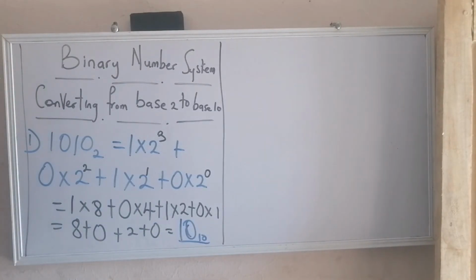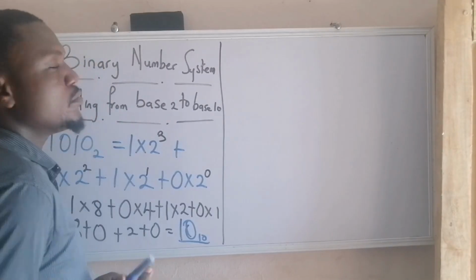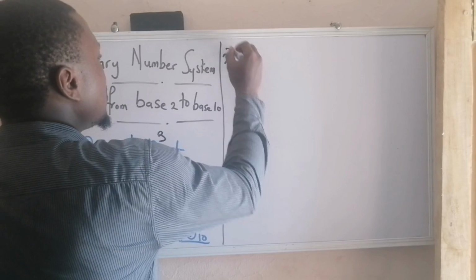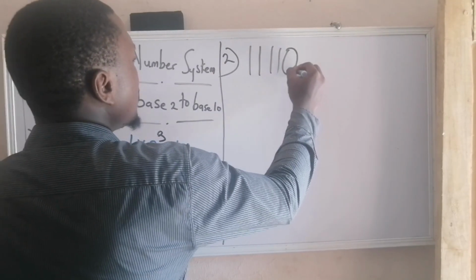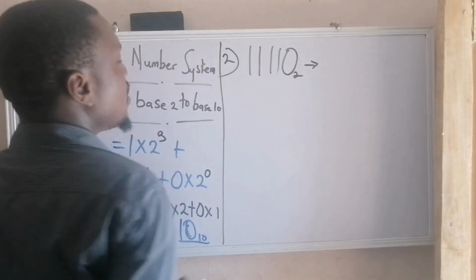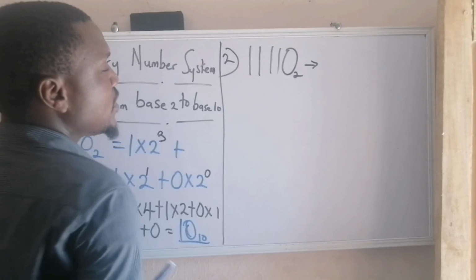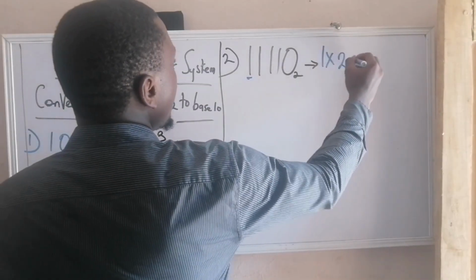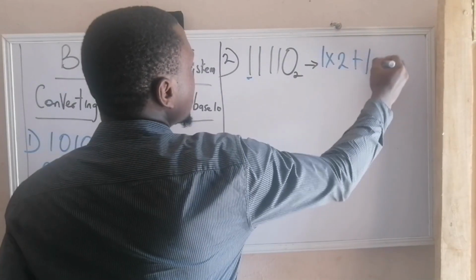Let's solve another example so that you can have a rough understanding of how to convert from base 2 to base 10. Let's assume you have something like this: 1 1 1 1 0 base 2. So let's solve it. The first step, use the digit to multiply the base. The first digit here is 1, so I'm going to do 1 times 2. Once you have done that, go to the next one. The next digit is also 1. You need to multiply it by saying 1 times 2.